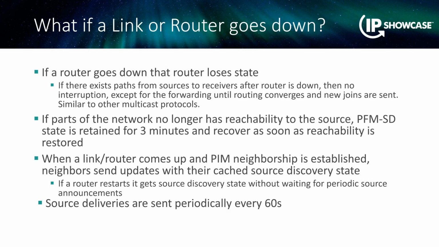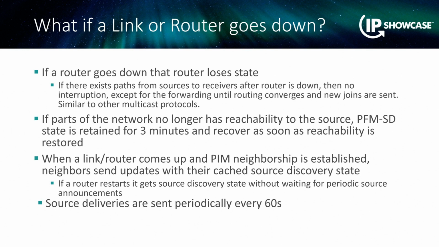So what happens if a router goes down? If there exist multiple paths, we're just going to join another path. Everyone knows about the entire tree, so we just join the next one, the next best. If parts of the network no longer have reachability to the source, PFM-SD state is retained for up to 3 minutes, and it recovers as soon as reachability is restored. So as soon as that path comes back up, we automatically reestablish the ability to join. When a link and router comes up and PIM neighborship is established, the neighbors automatically send updates with their cache discovery state. So you don't have to worry about sending anything. It's just an automatic process to detect that next hop inside of the PFM-SD domain.